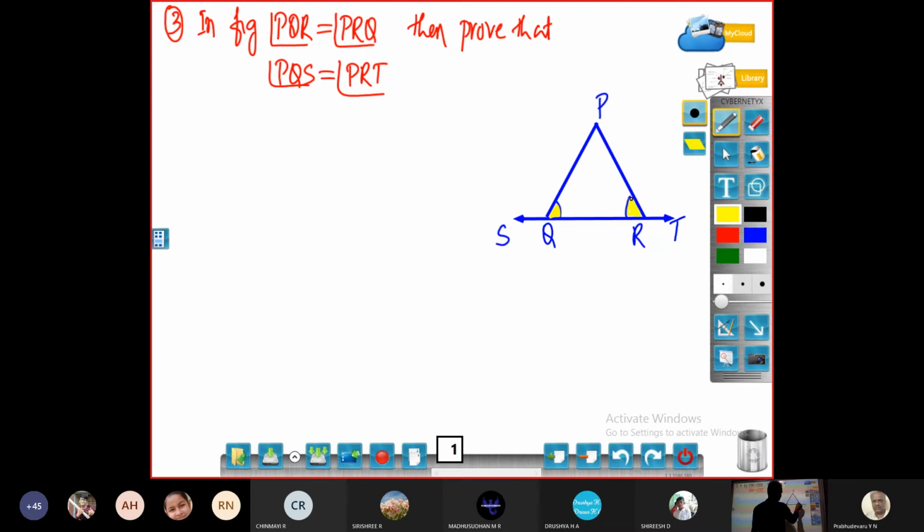Now, what do you have to show? We have to show that angle PQS, this angle, is equal to angle PRT. And we have to show these two angles are equal. So angle PQS, we have to show this equal to PRT.